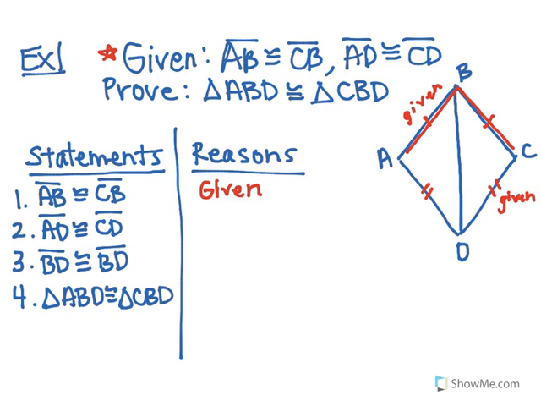AD is congruent to CD. Again, we know those two sides are congruent because it was given. So we can write given again.